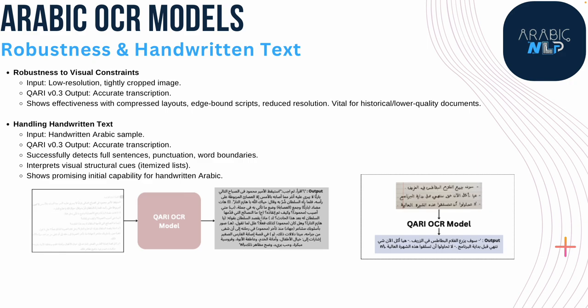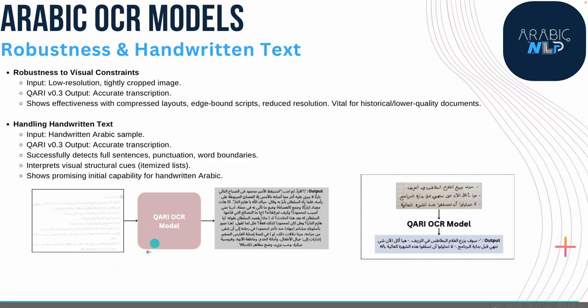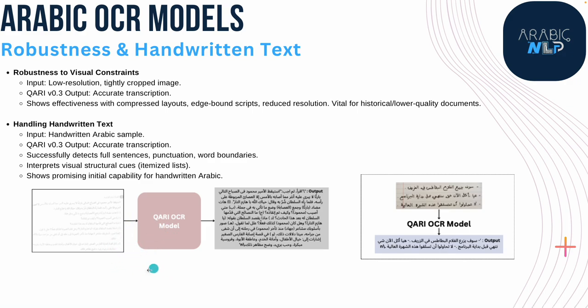Now, as I have discussed before, beyond just complex printed text, the model also shows good performance when it comes to poor image quality, as you see, and even has some initial ability to handle handwritten Arabic. So this is an example of the model's robustness. The input image has low resolution and is cut off tightly around the text.